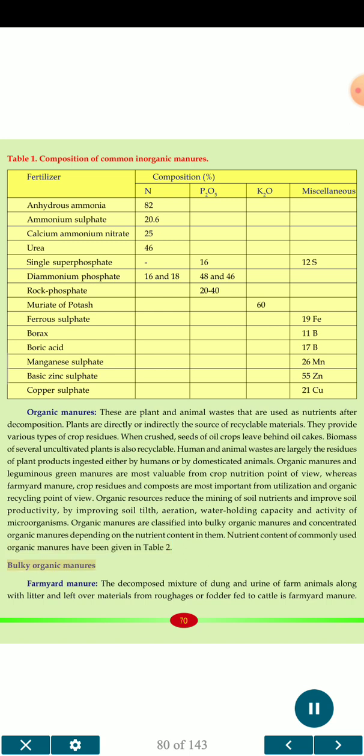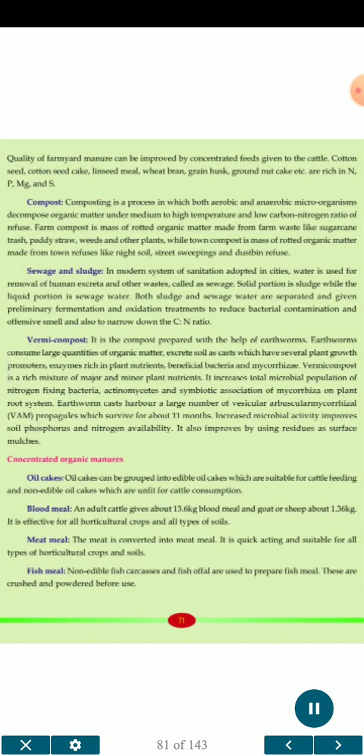Bulky organic manures. Farmyard manure is the decomposed mixture of dung and urine of farm animals along with litter and leftover materials from roughages or fodder fed to cattle. The quality of farmyard manure can be improved by concentrated feeds given to the cattle: cotton seed cake, linseed meal, wheat bran, grain husk, groundnut cake, etc.